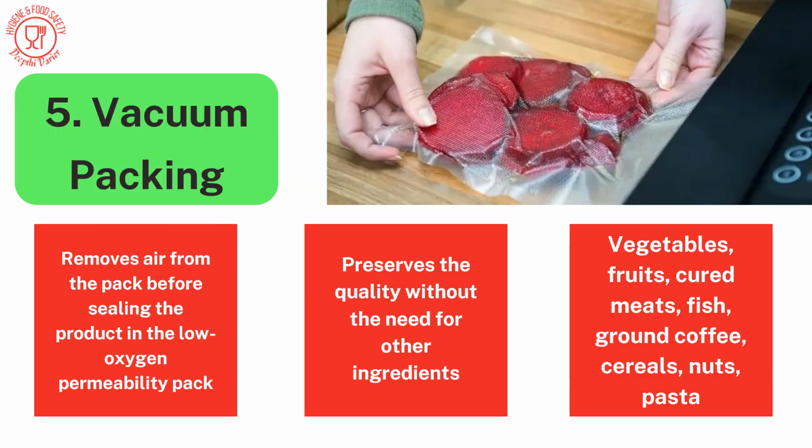The fifth one is vacuum packing. Vacuum packing is something that you would have seen often. It is where you completely remove the air from the pack before sealing the pack. As you can see over here, inside the pack there's very little oxygen permeability, and because the vacuum pump has pulled out all the air inside the pack, it ensures that the food remains fresh. It preserves the quality of the food within the packet.